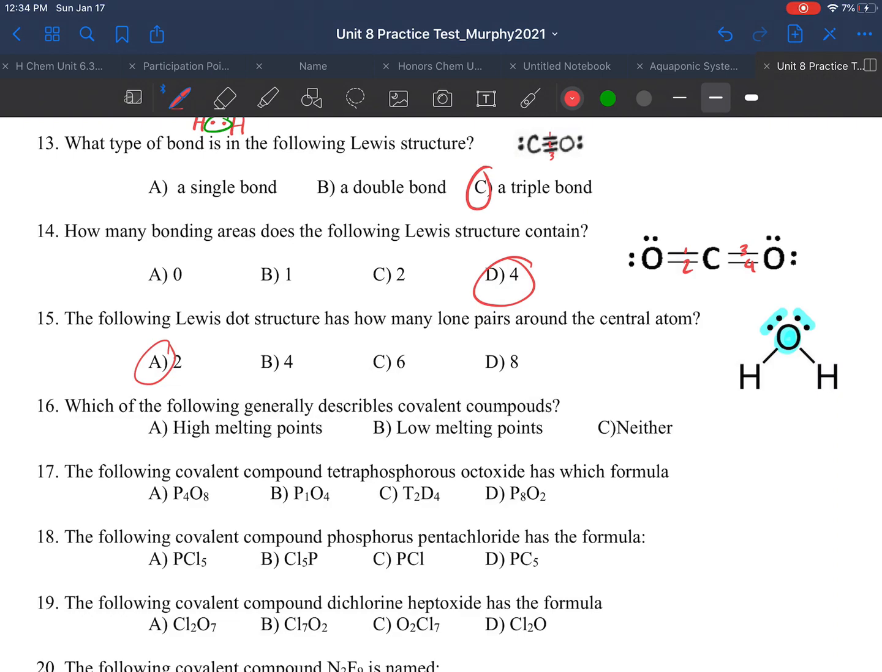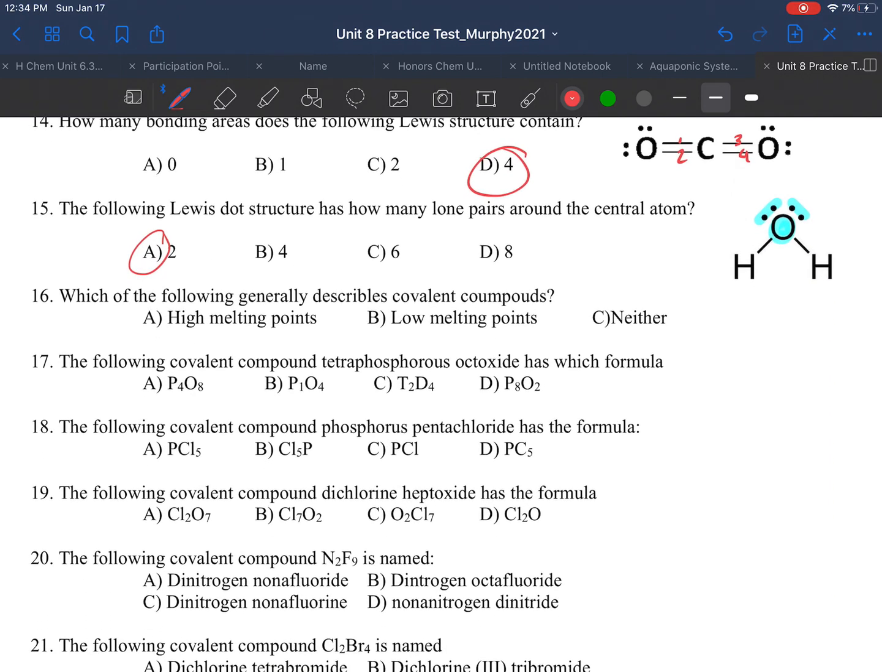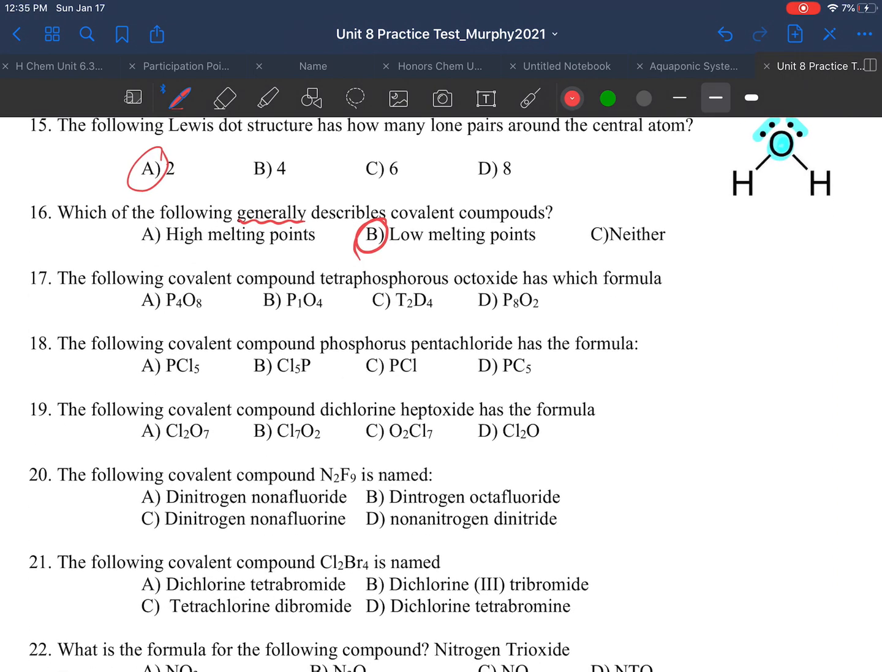Which of the following generally describes covalent compounds? And so again, this is all the way back to unit 8.1, and we talked about that covalent compounds have low melting points. And the key is generally. Obviously, there's always some exceptions.